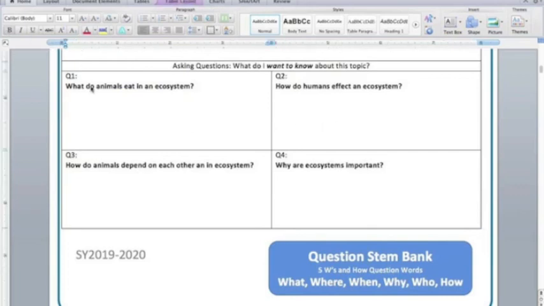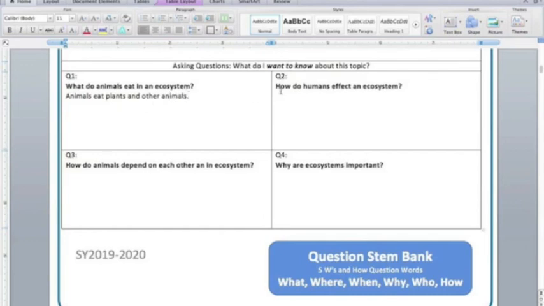In my question one box, my question is, what do animals eat in an ecosystem? I learned that animals eat plants and other animals.